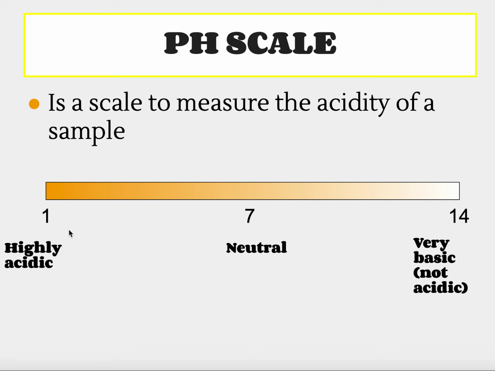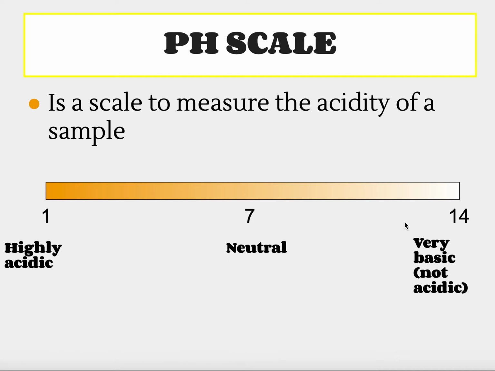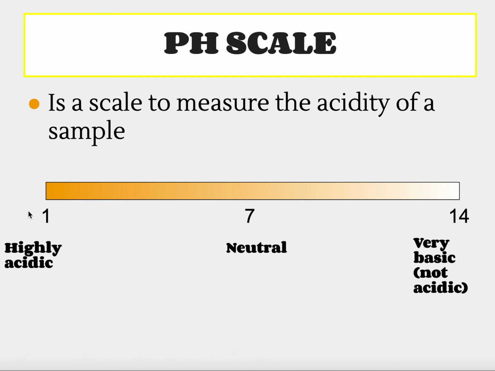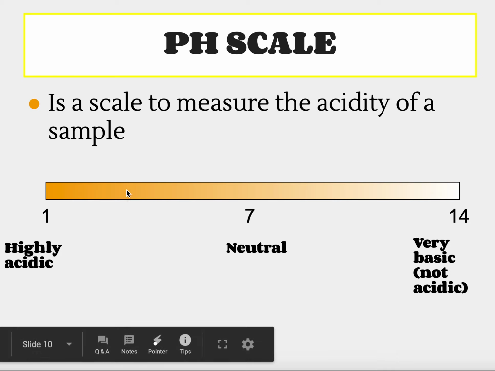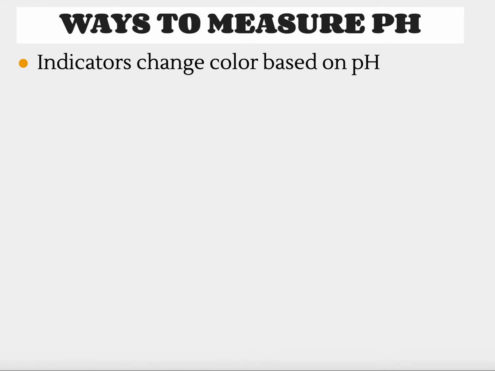The pH scale goes from 1 to 14. 1 is very acidic, 14 is very basic, and 7 is neutral. You don't need to worry about how we calculate pH. We're going to cover that later this year. Just know that the scale goes from 1 to 14, and the lower the pH, the more acidic it is.